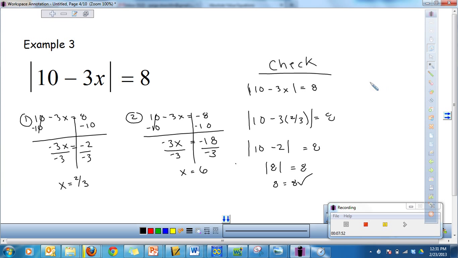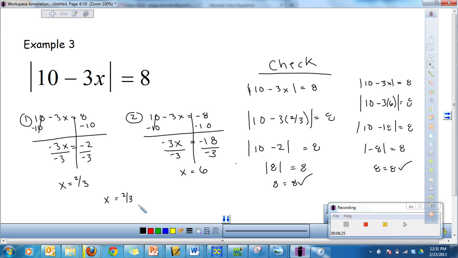Let's try our second, our 6. Is the absolute value of 10 minus 3x equal to 8? Let's use our 6. Is 10 minus 3 times 6 equal to 8? Well, 3 times 6 is 18. 10 minus 18 is negative 8. What is the absolute value of negative 8? It's 8. It works. So our solution is either that x is equal to 2/3 or x is equal to 6, or we could write 2/3, 6.